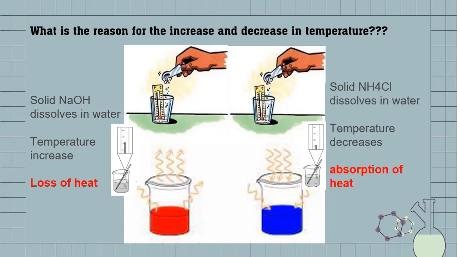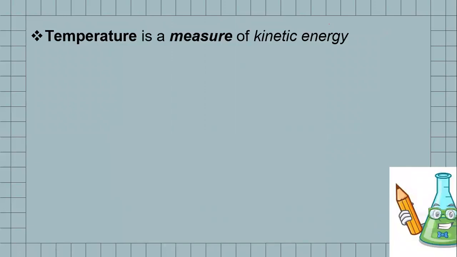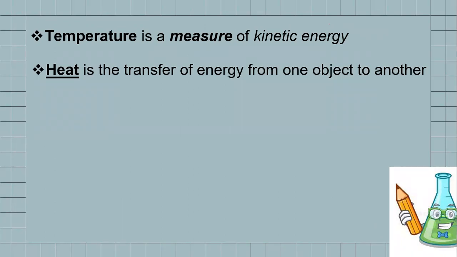Right. So to learn further about heat changes, let's do another activity. You can see temperature is a measure of kinetic energy. During a chemical reaction, the particles in the substances move, so there is kinetic energy, and by temperature we measure it. And heat is the transfer of energy from one object to another.